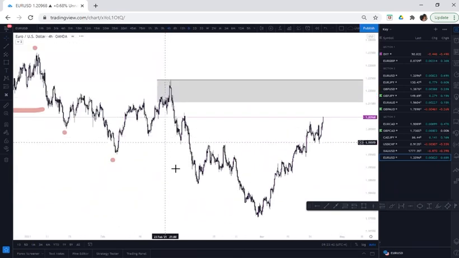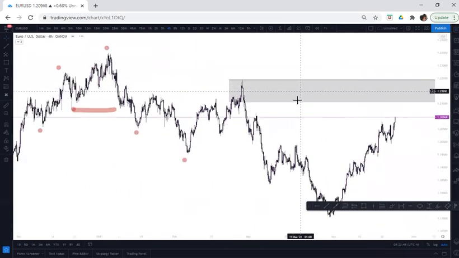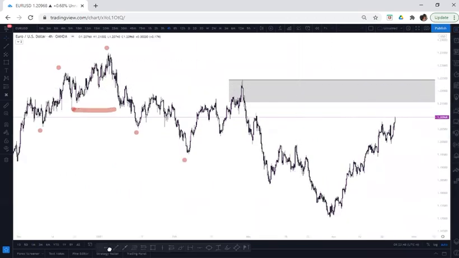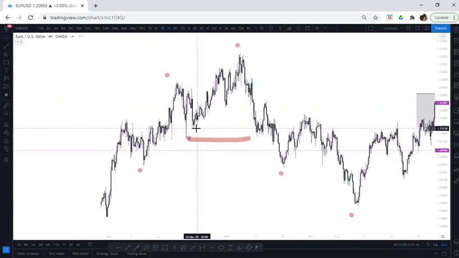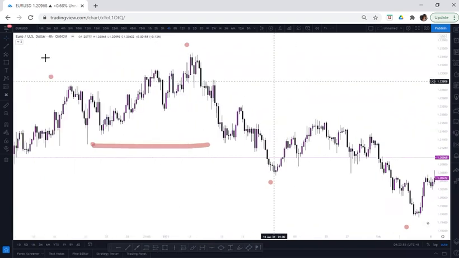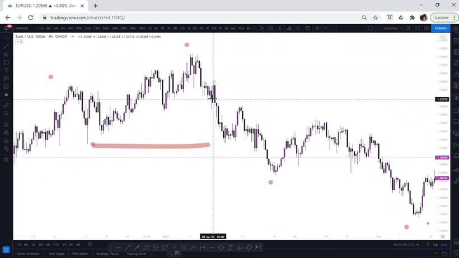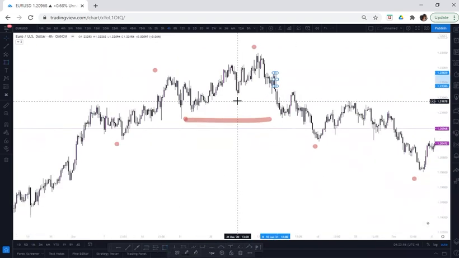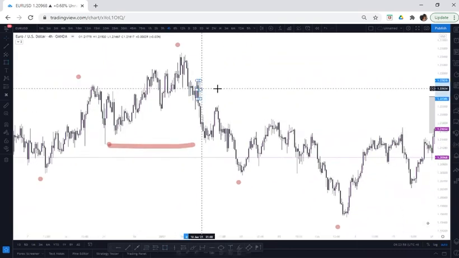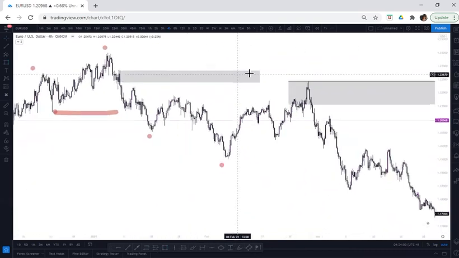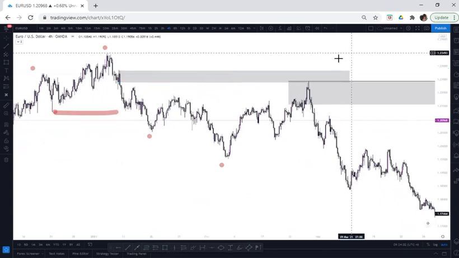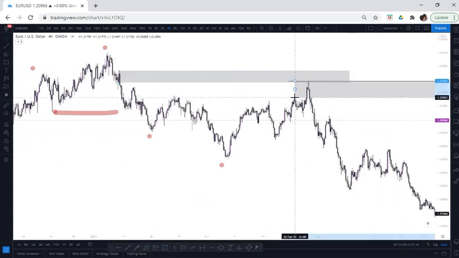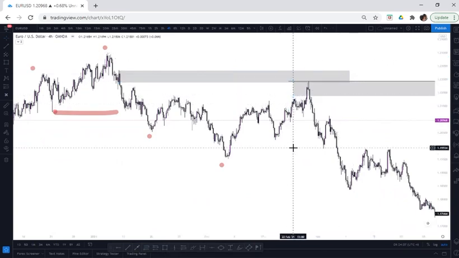Now, on the 4-hour, it becomes clearer. Everything becomes clearer on the 4-hour because you have structure to work with. On the 4-hour, we mitigated this zone, this candle. It's a very clean candle. That's the last mitigated candle. And then this has not been mitigated.